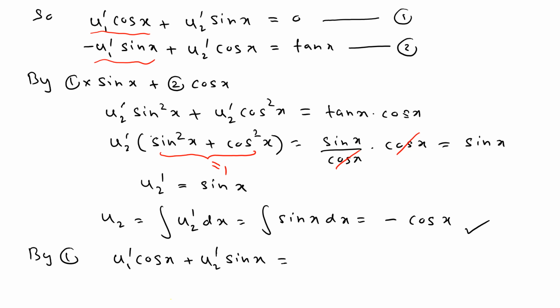If you plug in here, this becomes u1 prime cosine x plus u2 prime. If you take the derivative of this, it's a negative sign, that means it becomes a positive sign. So sine and then sine x, which is equal to 0 according to the formula. Now you can just solve for u1 prime. So u1 prime is simply negative sine squared x over cosine x. Now the question is how to integrate this one.